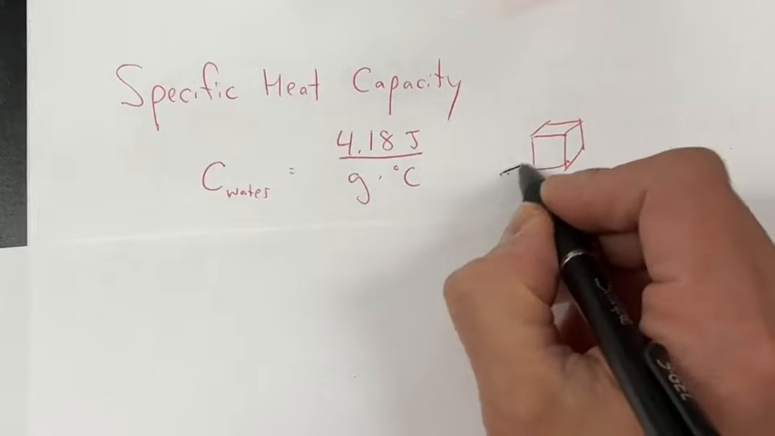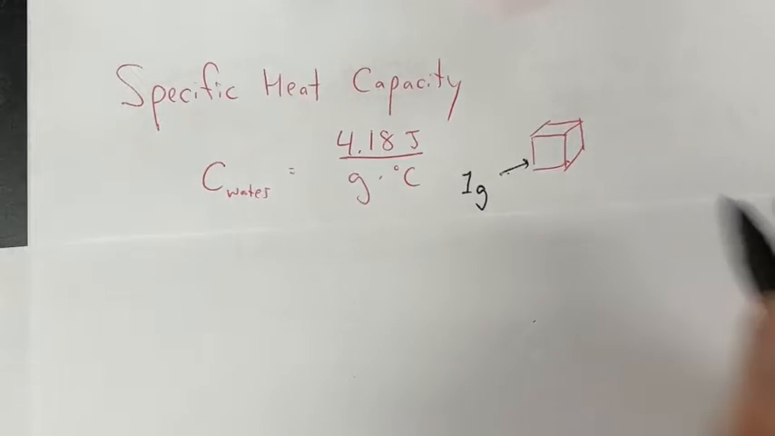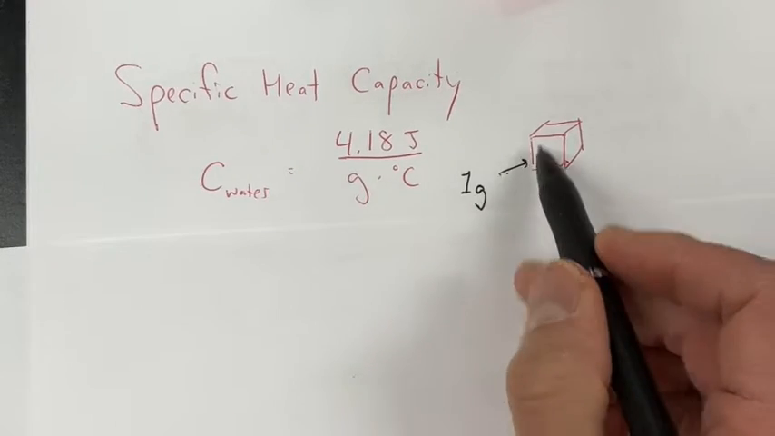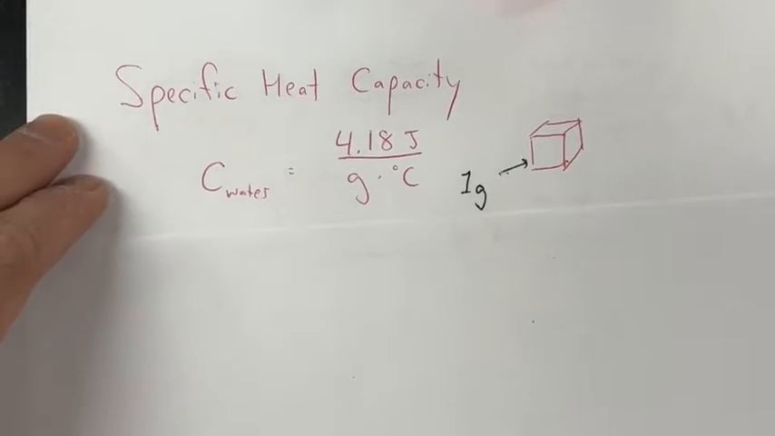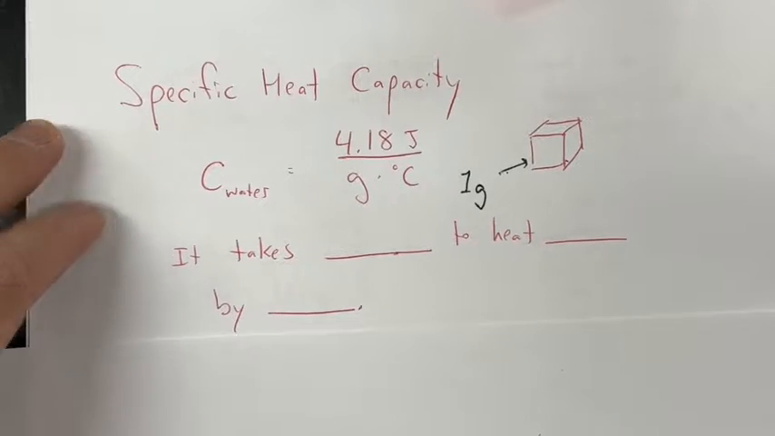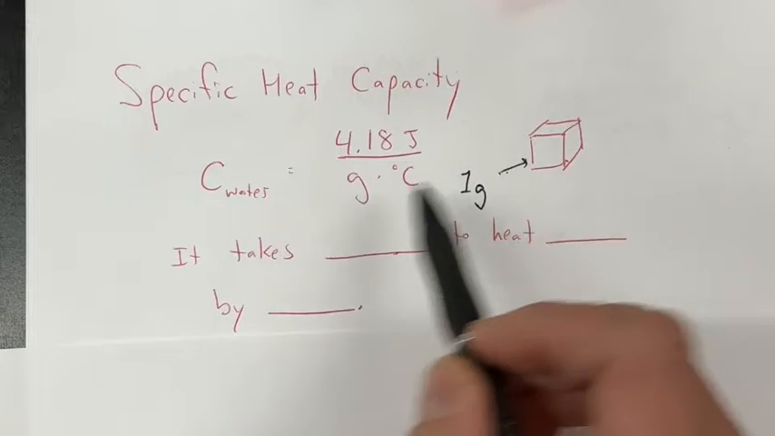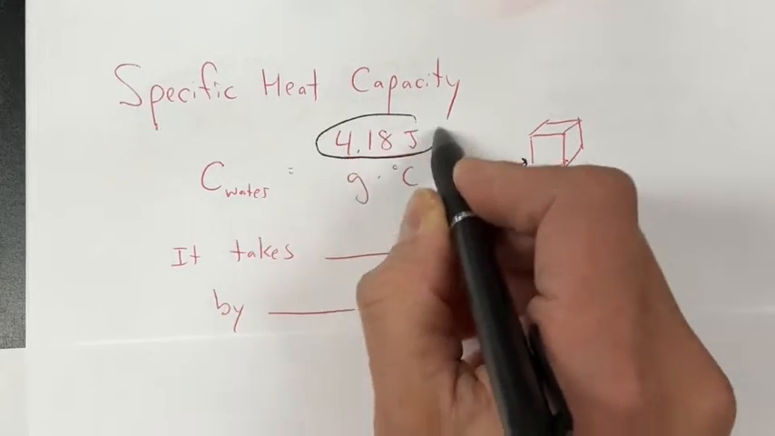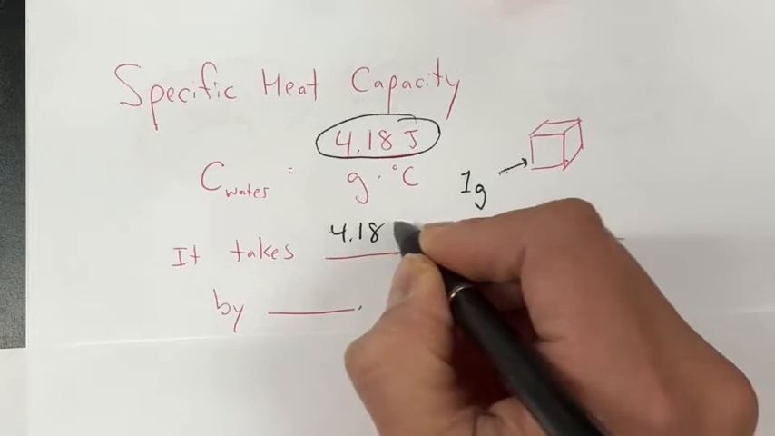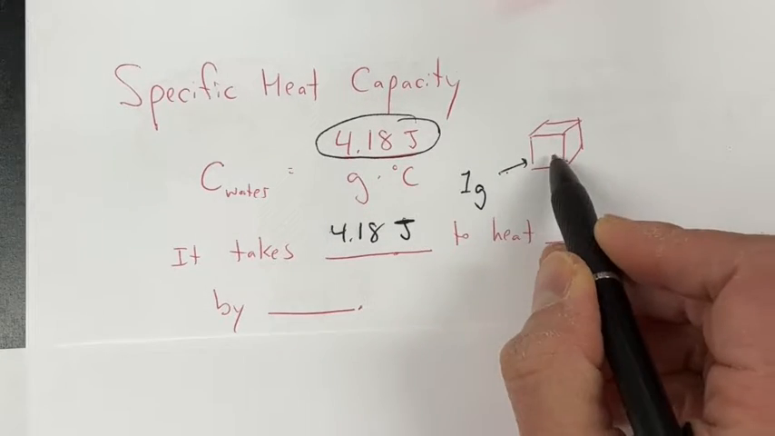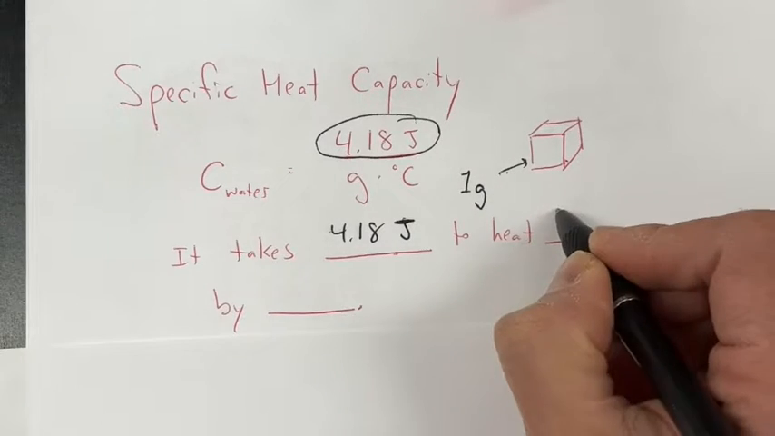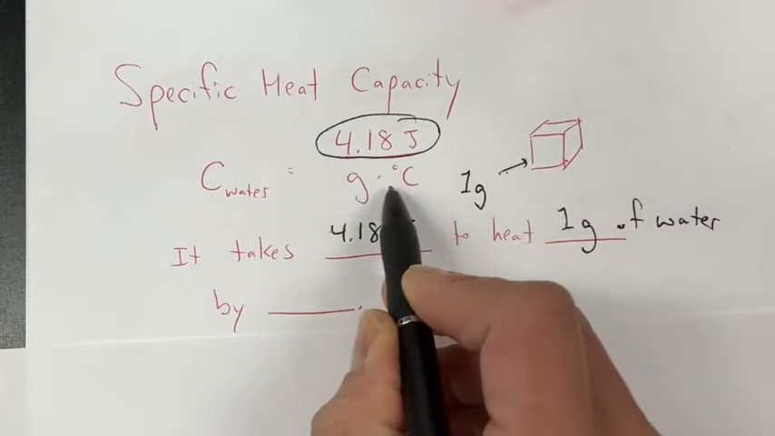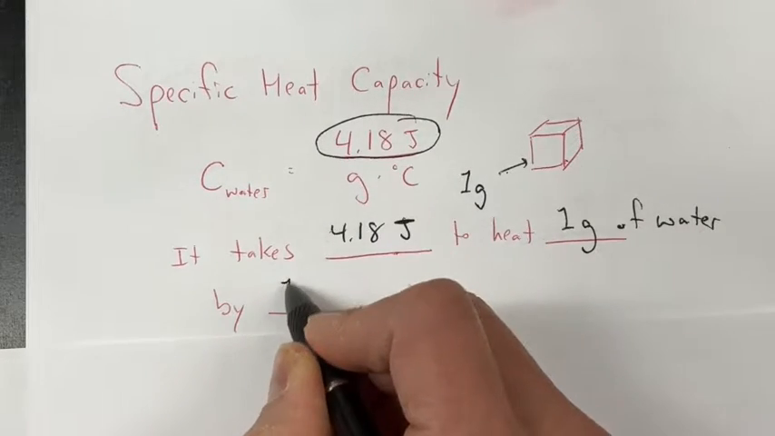So let's say I have 1 gram of water, and this cube here is about 1 gram. If it was actually a cube, 1 gram is about 1 cubic centimeter for water. And if I have this 1 gram of water, that means it takes this amount of energy up here, 4.18 joules of energy, to heat up this 1 gram of water by how much? 1 degree Celsius.